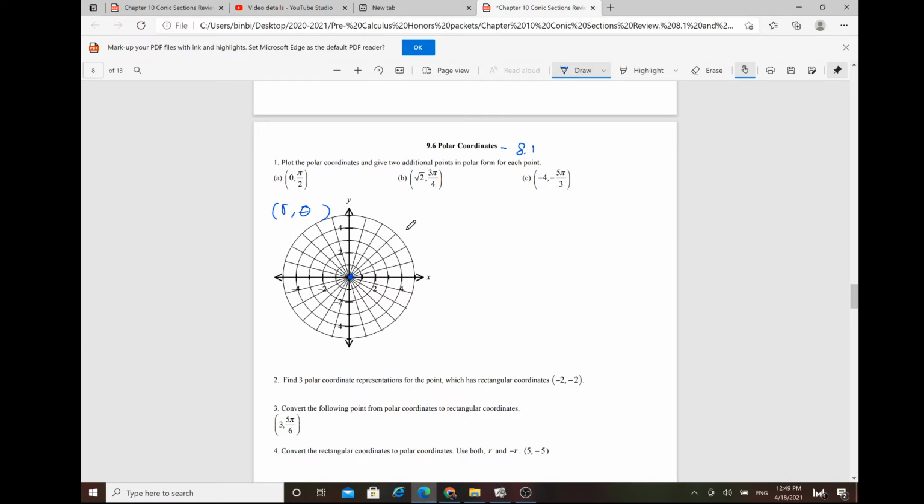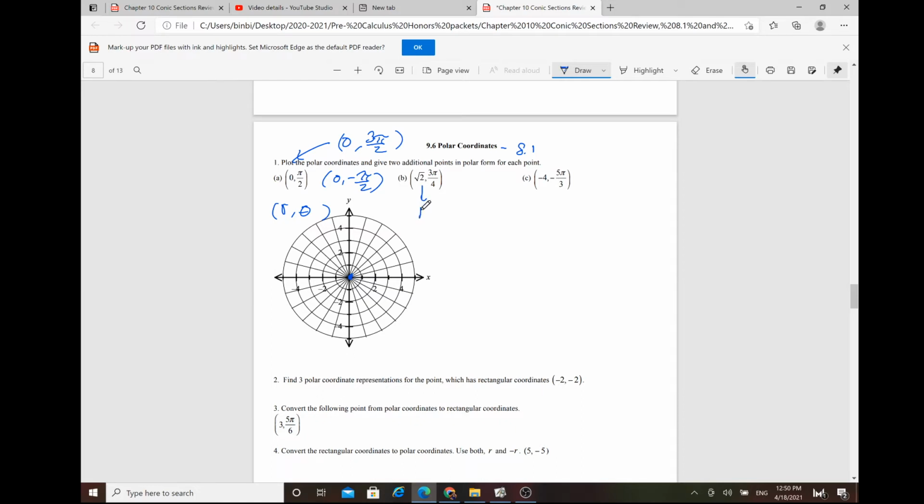Since that is the same position, another point could be 0, 3 pi over 2, and also 0, negative pi over 2, because for the direction we can go either clockwise or counterclockwise. You see the margin here, the unit: 1 radius, 2 radius, 3, 4, and 5 for the radius. So what about the next one?